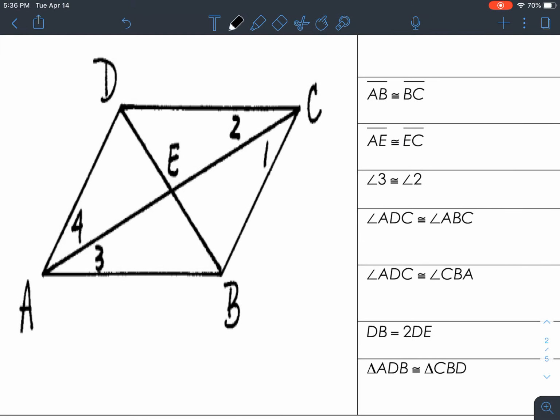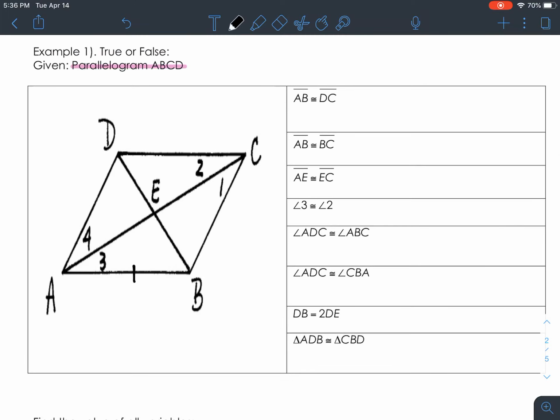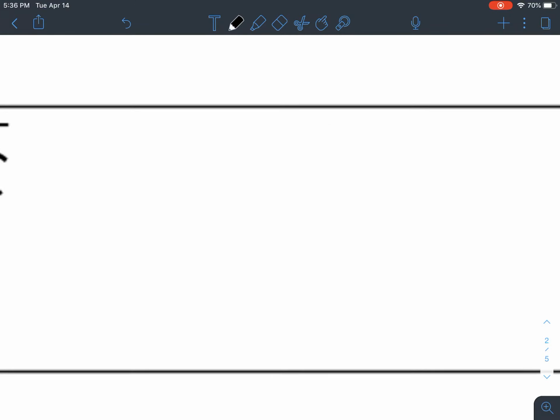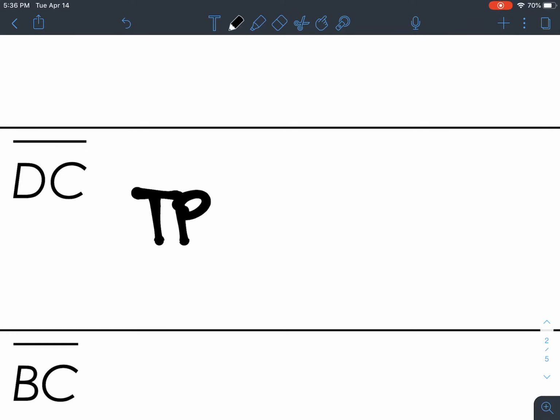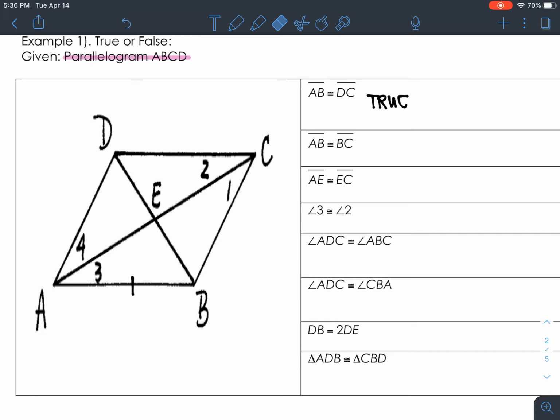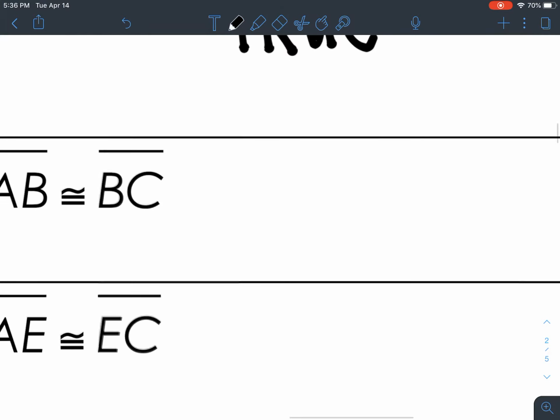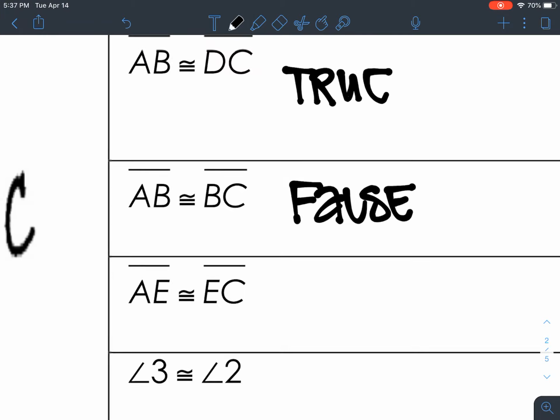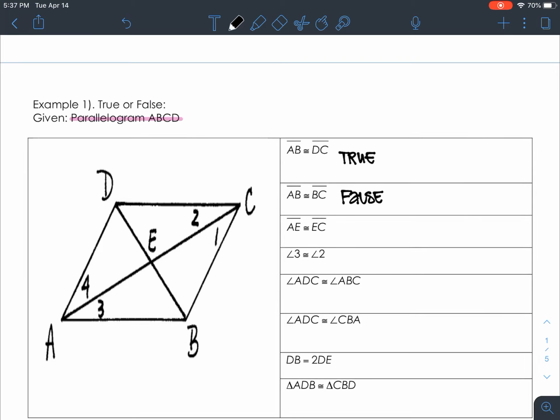So do we know that AB has to be congruent to DC? Well, this one is true because we know that opposite sides have to be congruent. All right, I'm going to erase this now. Next one, do we know that AB is congruent to BC? Well, those two sides are consecutive, and we don't have a theorem that says that consecutive sides have to be congruent, so this one is false.